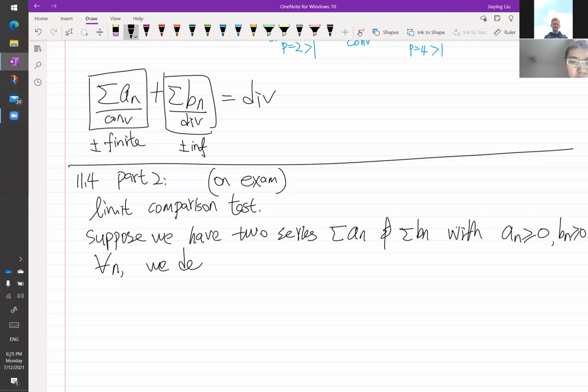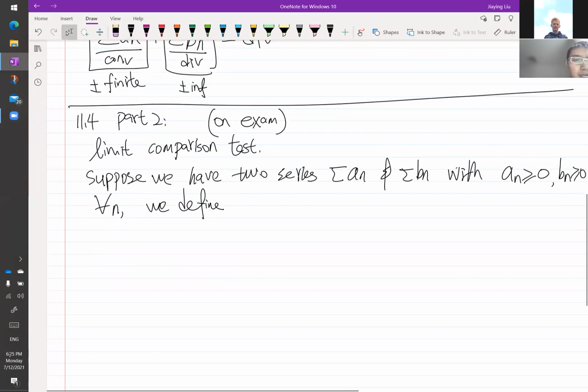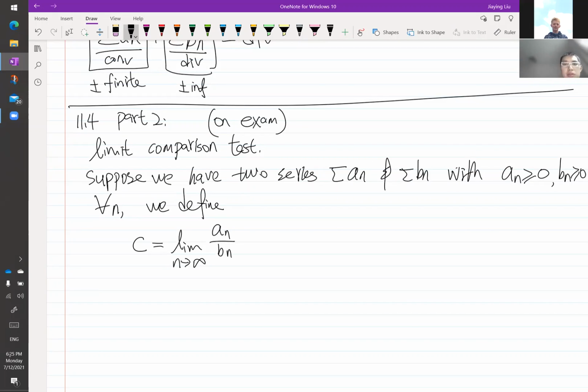We define a constant C. The C will be the limit as n goes to infinity of the ratio a_n over b_n. So we basically take the last term, or since it's infinite we don't have a last term, right? The very last term in that infinite series, we take the last term of the a_n series and the last term of the b_n series. We find the ratio, and we call that C. That's what this limit as n goes to infinity means.